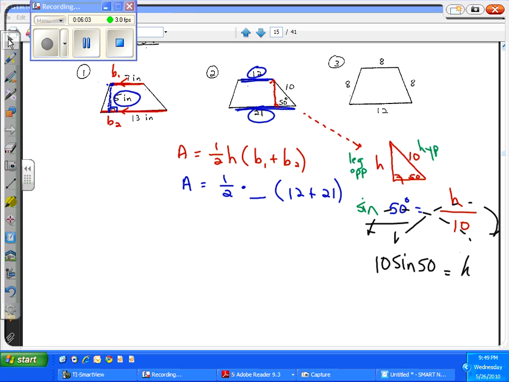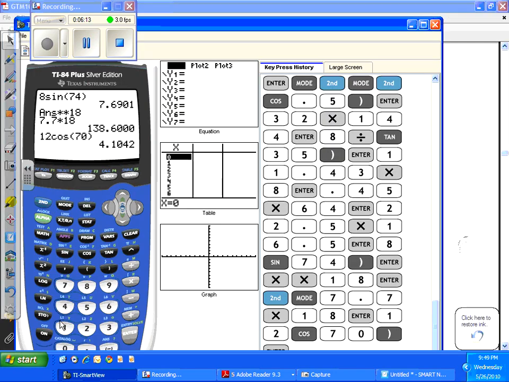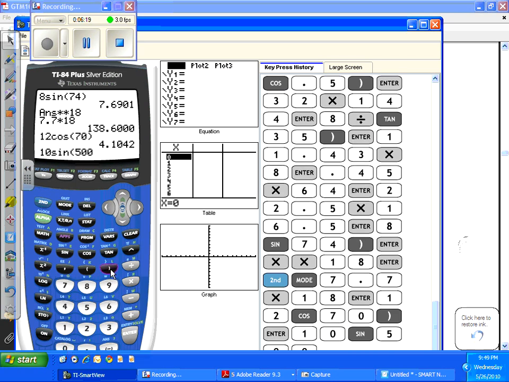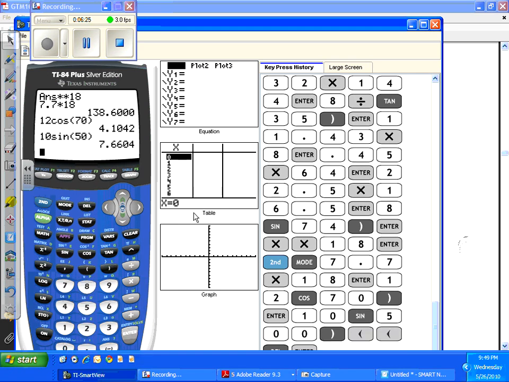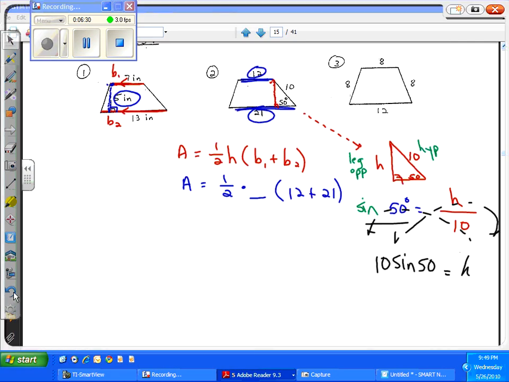Let's go ahead and solve and round and plug in. You could also not solve and round and plug in and keep it exact. We'll go ahead and do that. 10 sine 50 is 7.66. So we're going to plug in for height 7.66.